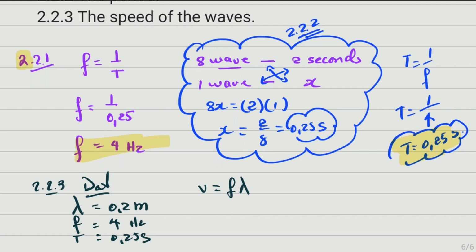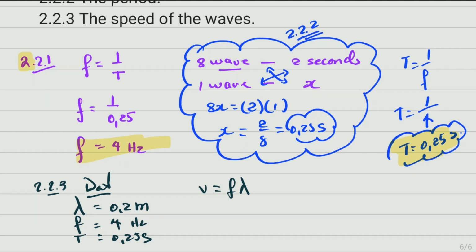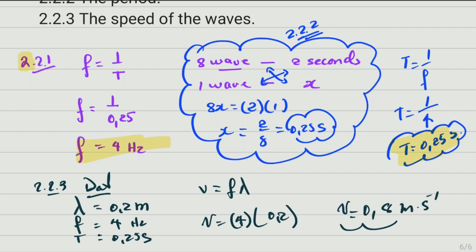However, note the following: everything is already converted, so you don't have to convert. When we substitute here, the speed is equal to 4, which is the frequency, multiplied by 0.2, which is the wavelength, and the speed of the wave is equal to 0.8 meters per second. This is the speed of the wave.